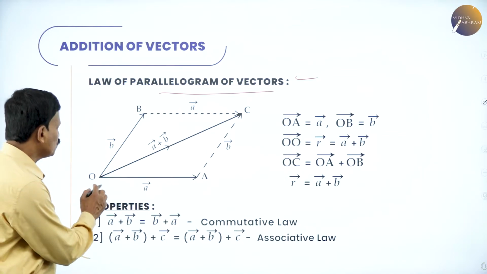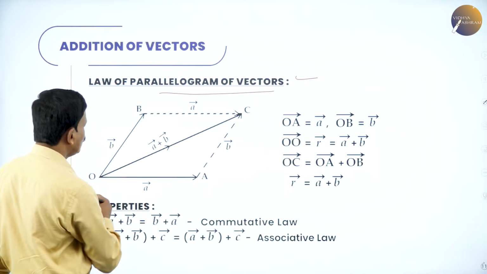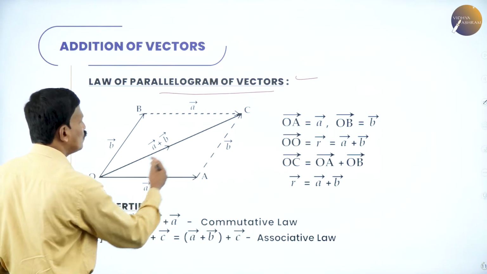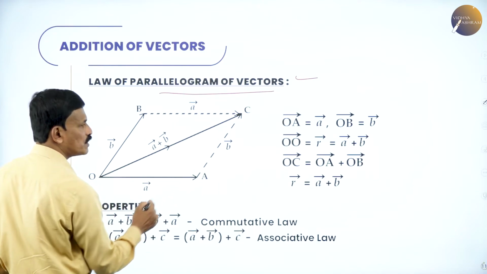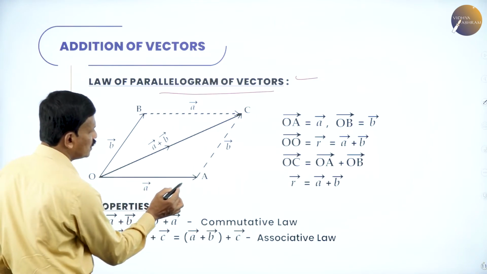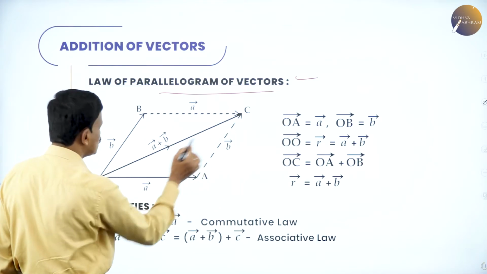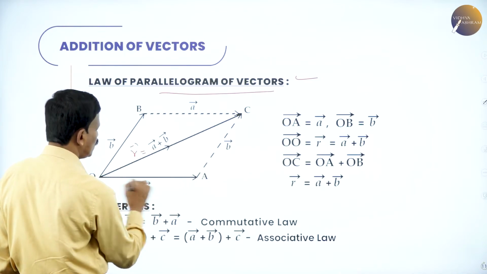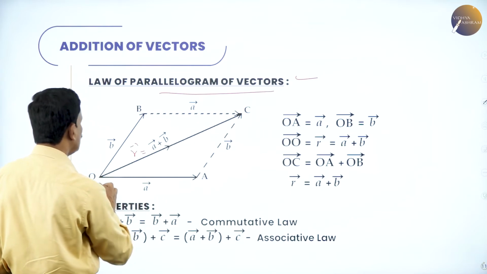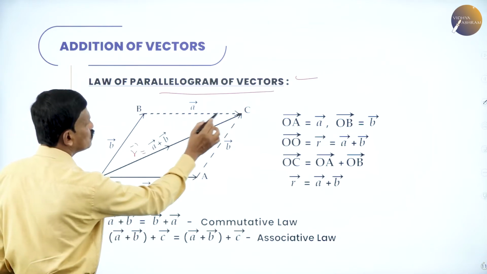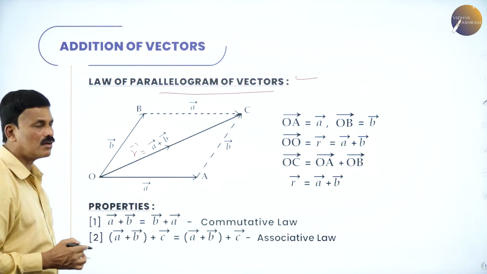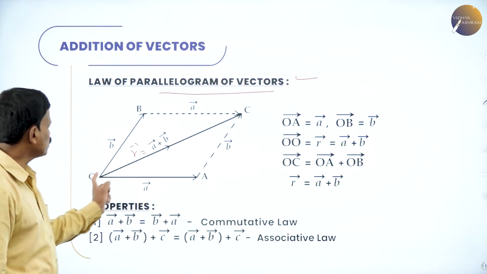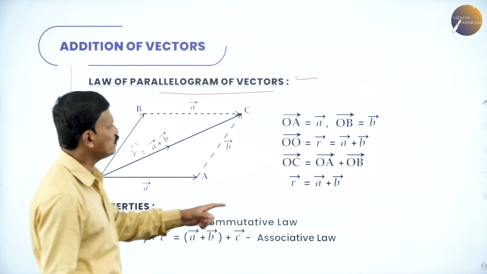Now let us consider two vectors, vector OA and vector OB. Then the resultant of these two vectors is given by vector OC, equal to vector A plus B. So OA is equal to vector A and AC is equal to vector B. Then draw this vector R, equal to vector OA plus AC, or you can also write vector OB plus BC, which is also equal to vector R. So vector R is equal to A plus B, OC is equal to OA plus AC.